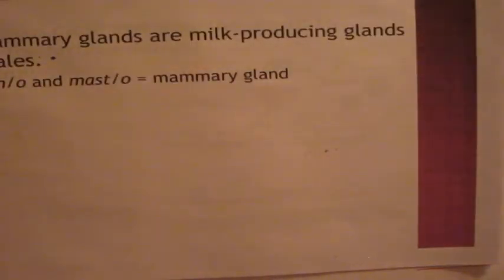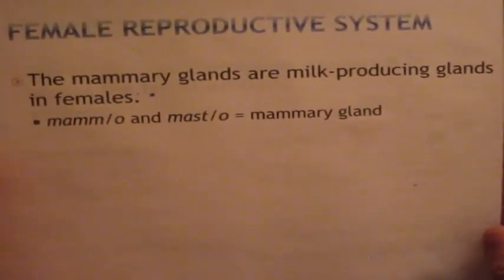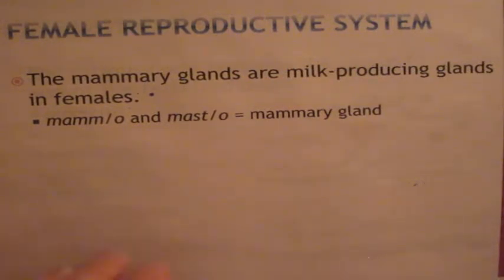Now moving along to what I talked about earlier about mammary glands. Mammary glands are milk-producing glands in females. Let's make a little small adjustment here. So mammo and masto, which are mammary glands.